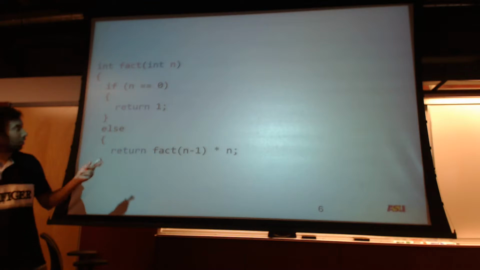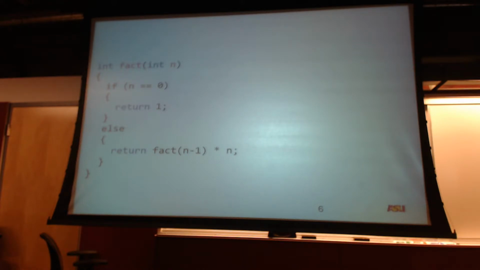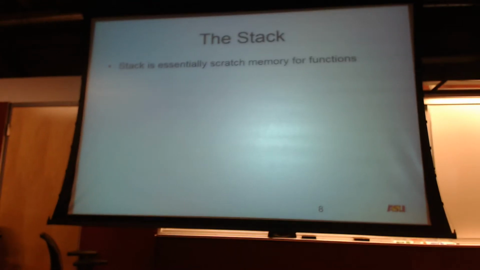Do you understand why you cannot have n in the global data memory? All local variables and functions have to be in the stack. So that's why you have stack memory for each function. Stack used to be called scratch memory, a long time back. So we will talk about the stack. Stack is essentially the scratch memory for functions. It is used in all the different kinds of processors, the general purpose processors.